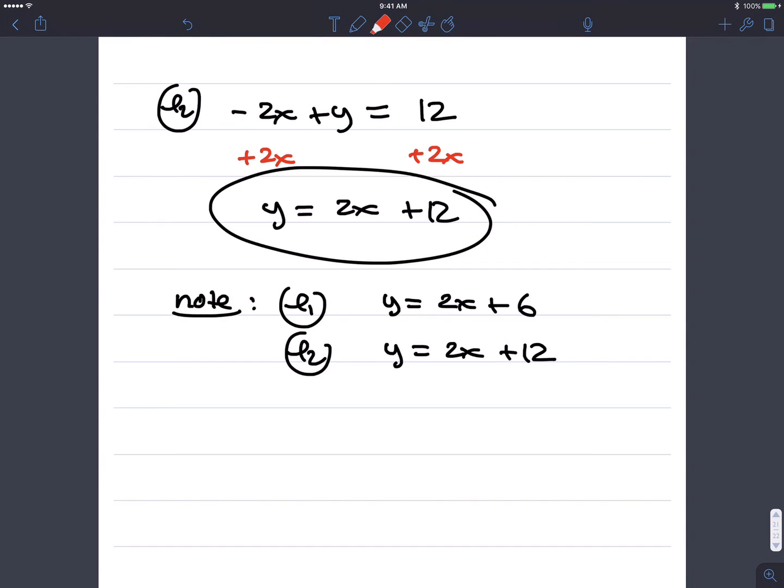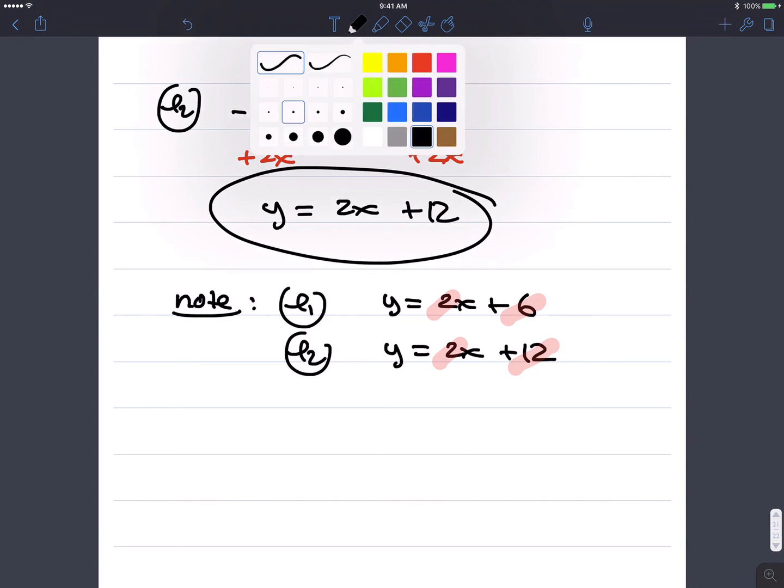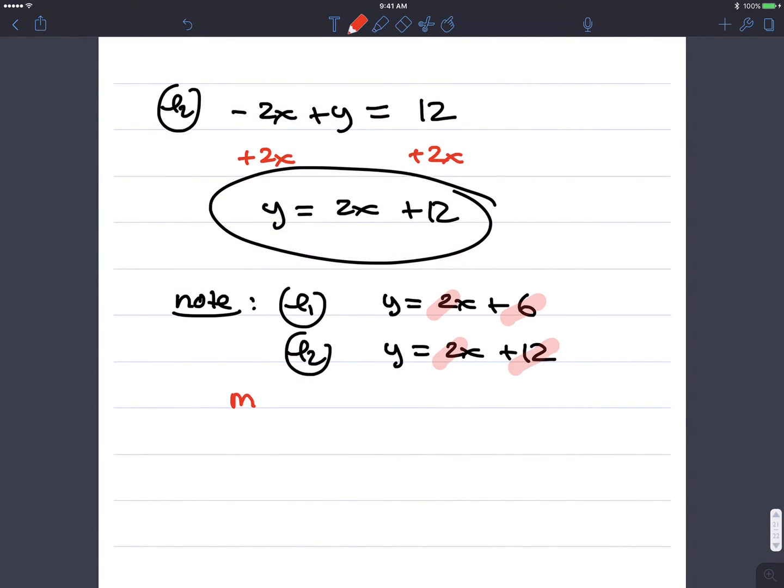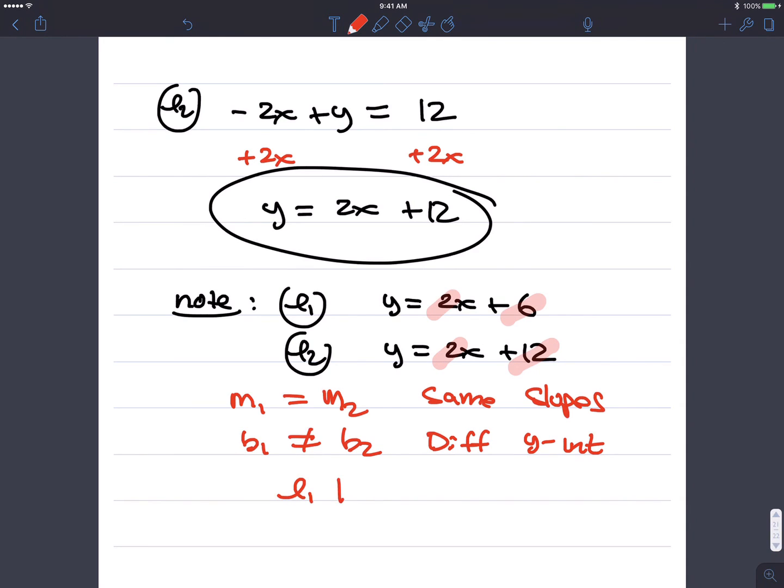If I look closely, they have the same slope. They have different y-intercepts. Let's put this in red. M1 equals M2. Same slopes. B1 does not equal B2. Different y-intercept values. These lines are parallel. Parallel lines have the same slope but different y-intercepts.